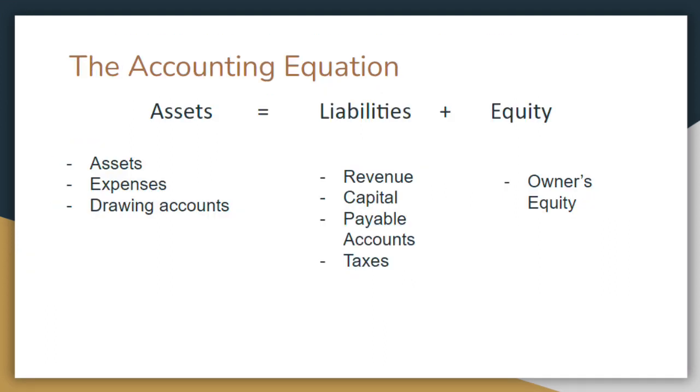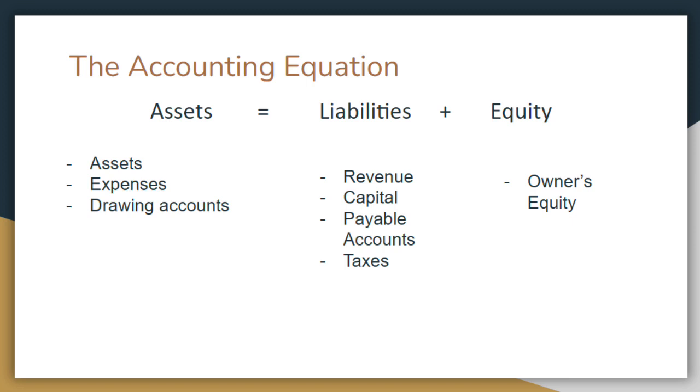Alright, next is a very important concept in accounting, which is the accounting equation. This is the basis for balancing accounts and things like that. So on the left side, we have all the assets, which include expenses and drawing accounts, and that would equal your liabilities and equity. So what kind of stuff is in liabilities?